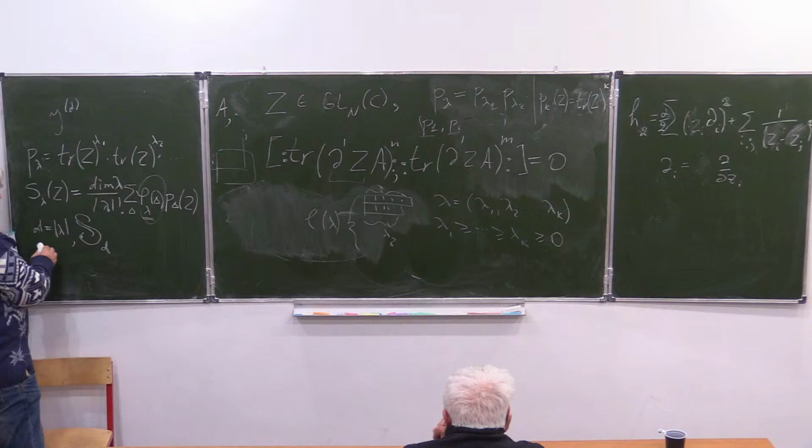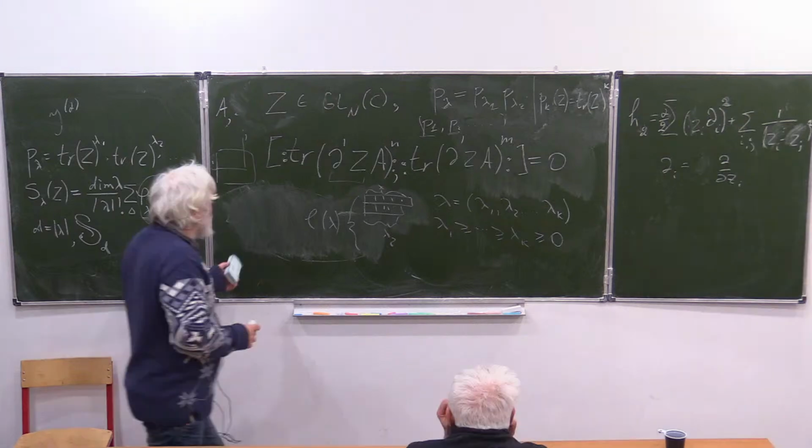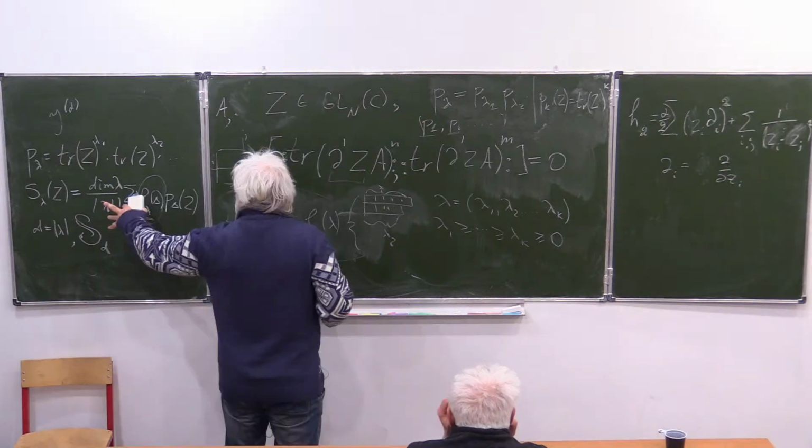So in the symmetric group, each element can be presented as a product of non-intersecting cycles, and the lengths of these cycles are the lengths of the diagram delta. I mentioned Schur functions because I will use them later, but not now.